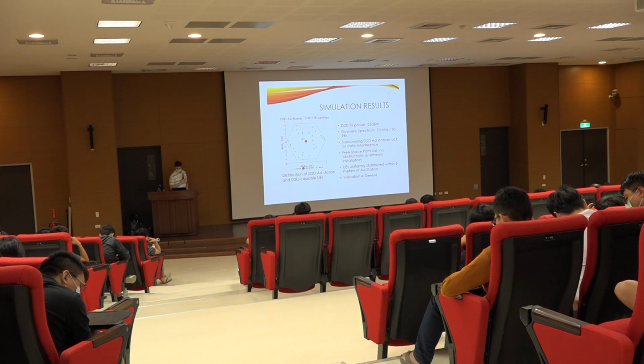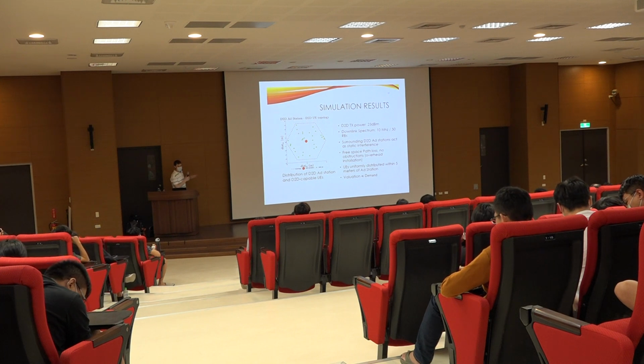UEs are uniformly distributed within 5 meters of, let's say, an ad station. I use 5 meters here because typically a mall doesn't have a lot of space from one wall to the next. 10 meters is a good assumption. You can adjust this, but for this research, we assume a 5 meter radius. And we assume valuation is proportional to demand.